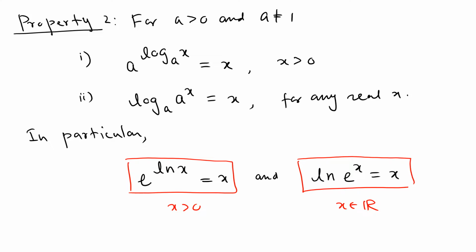You can see the switch in order, e^(ln x) and ln(e^x). One has the logarithm as an exponent, the other one is a function. Good. So let's try to prove the first two results, because the second one directly follows from the first when a equals e. So let's try to prove this.